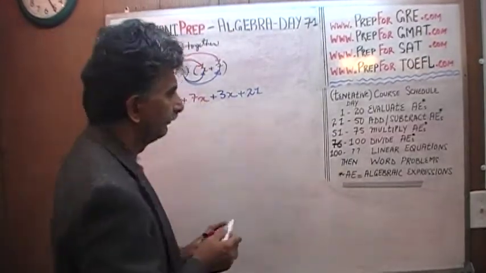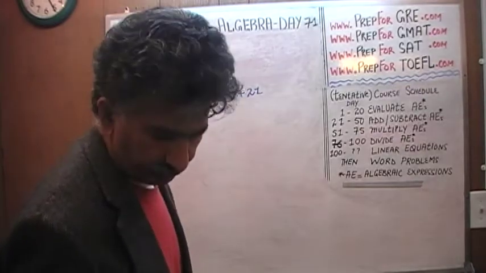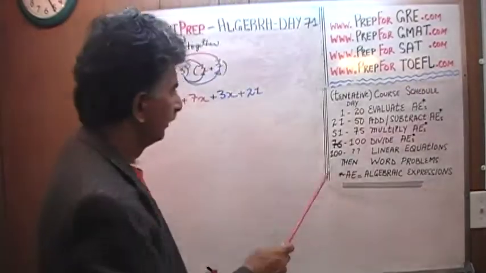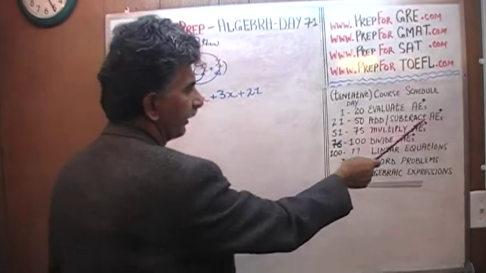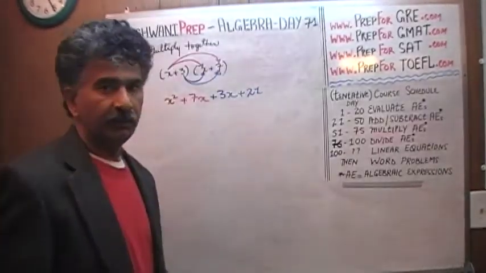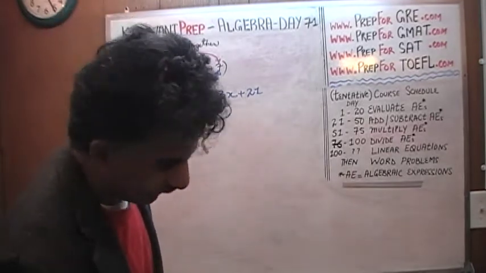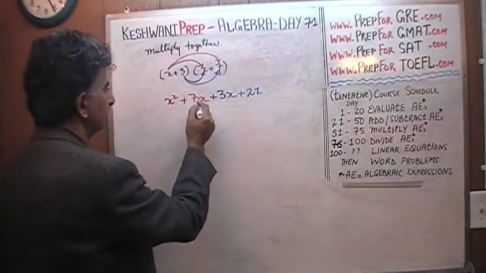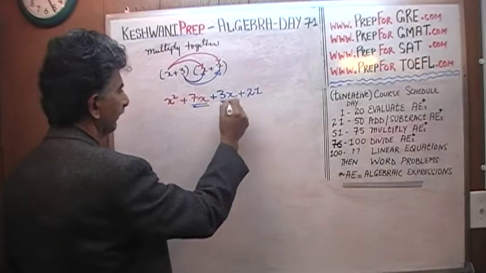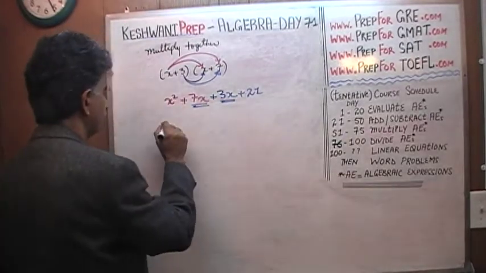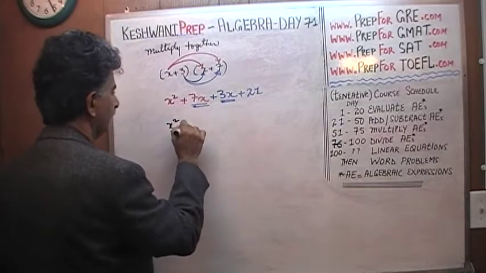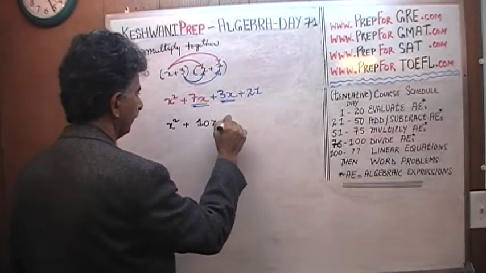That's what we did in the days 21 through 50. We learned how to add and subtract algebraic expressions, where we learned how to combine like terms. Here, the like terms are these two, 7x and 3x. We have to combine them, and when we combine them, we get this: x squared plus 10x plus 21.